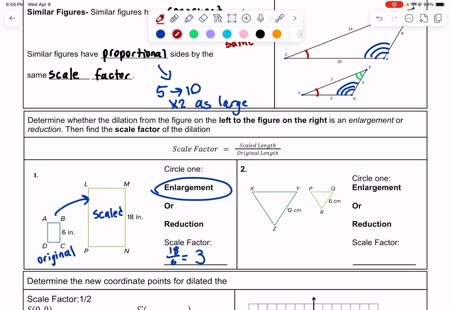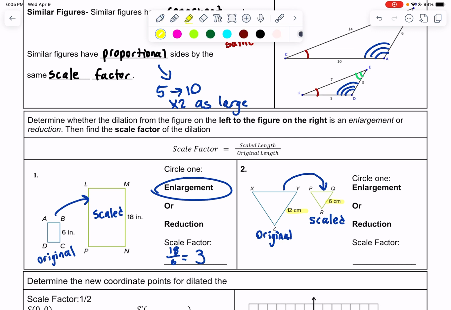Now, it gets a little bit trickier when we start to talk about things like reductions. Reductions means that your shape goes from bigger to smaller. So this is your scaled. Or sorry, let's rewrite that. That's not your scaled, that is your original. And here is my scaled. So we're going from our original to our scaled, and what I can see here is it goes from 12 to 6. Now, what a lot of people initially think is, oh, that's 2 times as large, right? 12 is 2 times as large as 6, right?